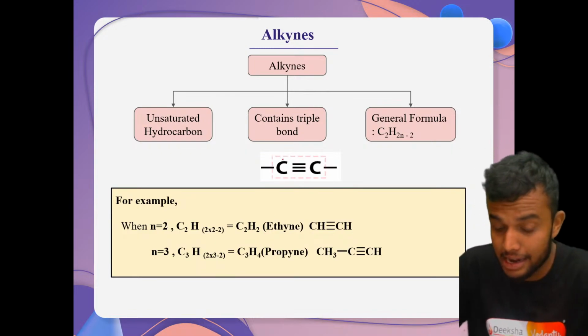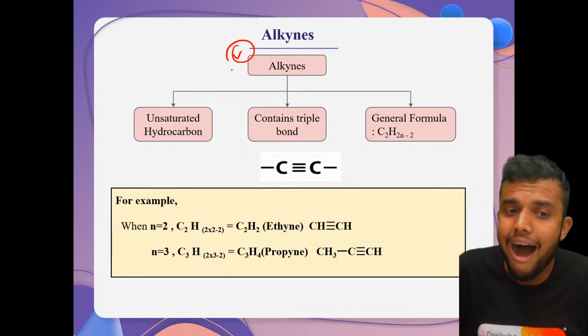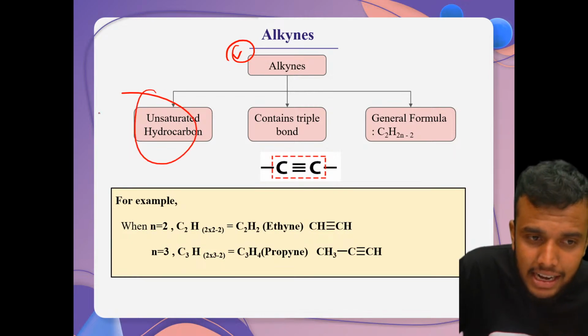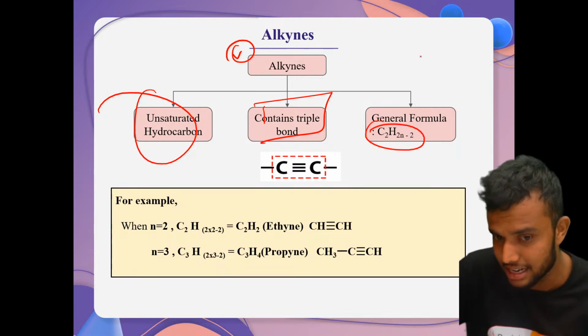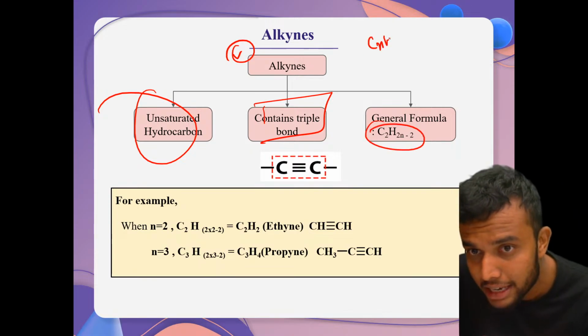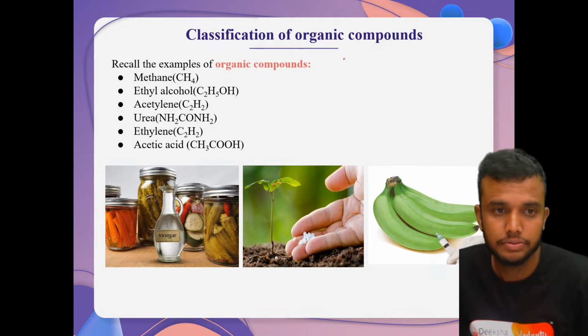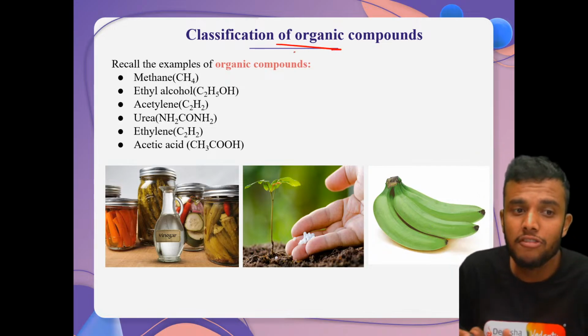Come on, let's move on to the alkyne terms. Alkynes are also unsaturated hydrocarbons. These contain triple bonds, with the general formula CnH2n-2. Okay, my dear students? Yes. Next, let's move to the classification of organic compounds.